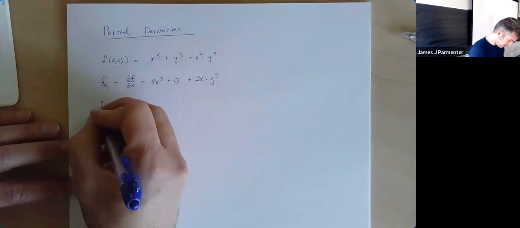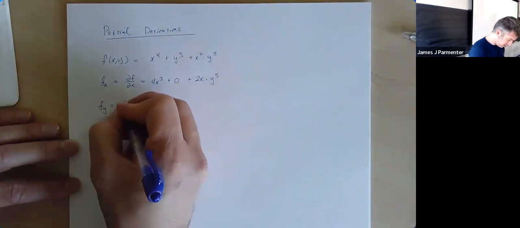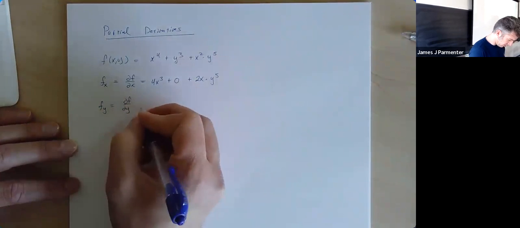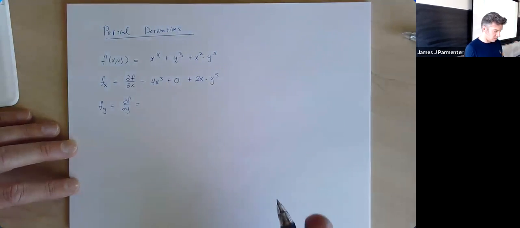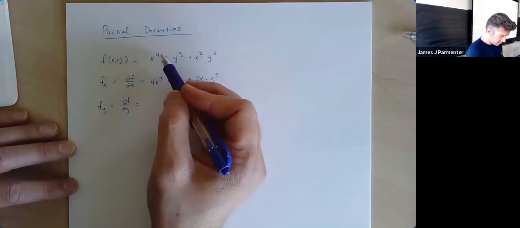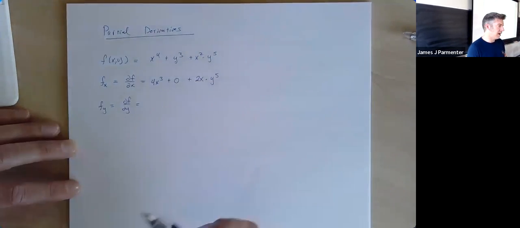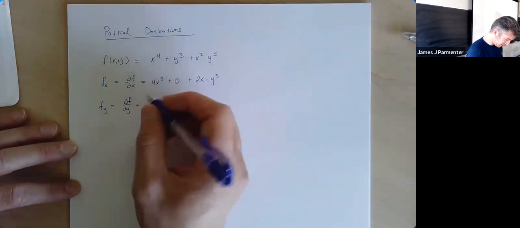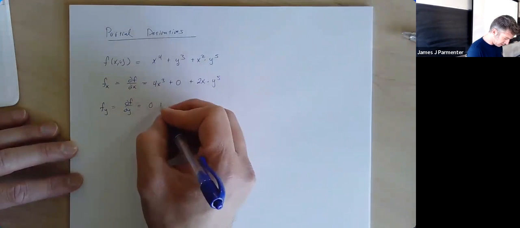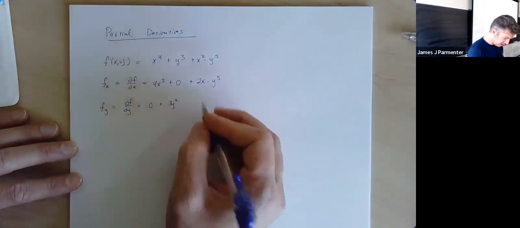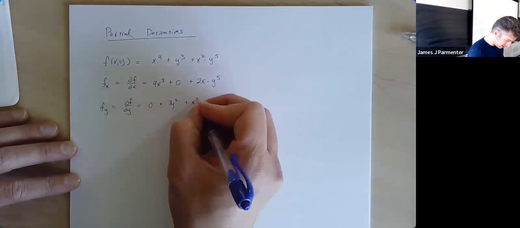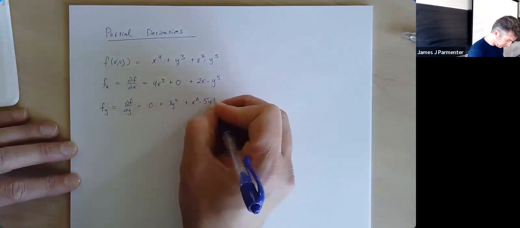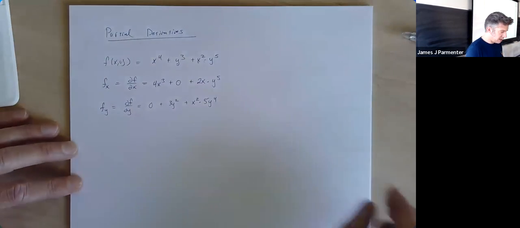Similarly, for the partial with respect to y, which is del f del y, or f y, same idea. Now we're letting x play the role of the constant. I should really say we're holding x constant, is what we're actually doing. So the derivative of x to the fourth is 0. The derivative of y cubed is 3y squared. And the derivative of a constant times y to the fifth is going to be that constant times 5y to the fourth. And can we simplify it?